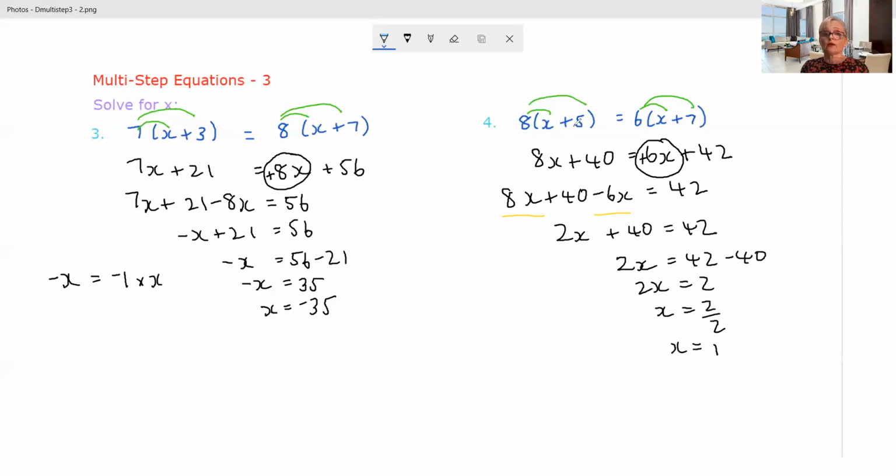We can check very easily here. 1 plus 5 is 6. 8 times 6 is 48. 1 plus 7 is 8. 6 times 8 is 48. So yeah, it all works out perfectly fine. So we've done our little check in our head there.